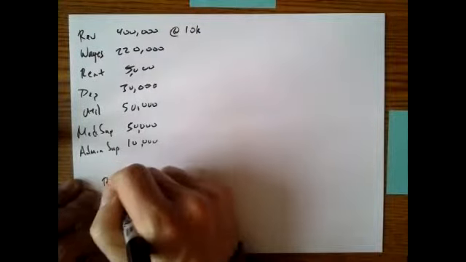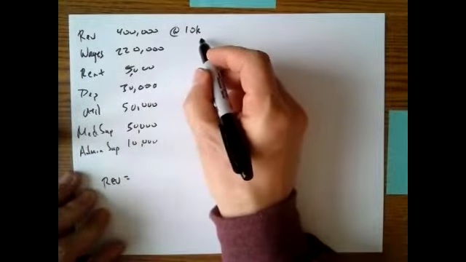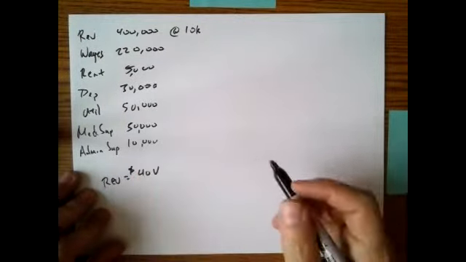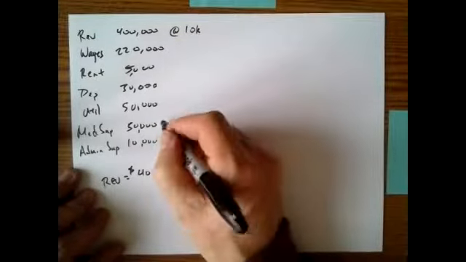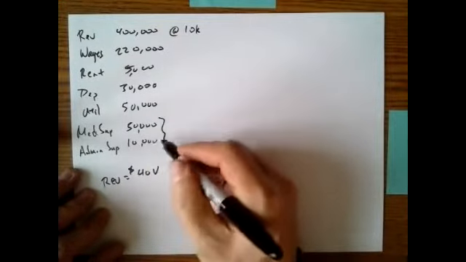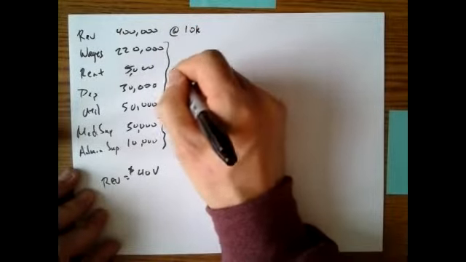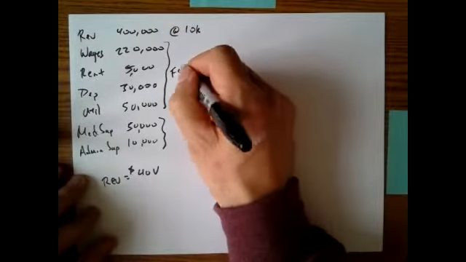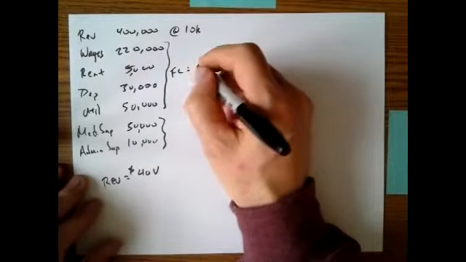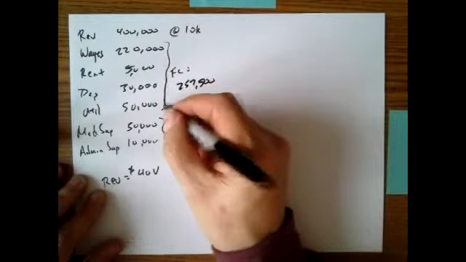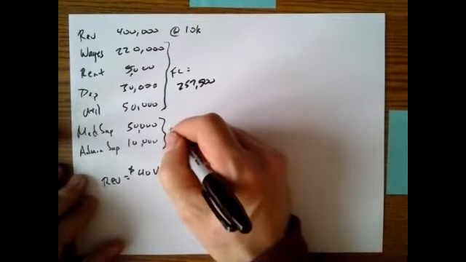It's going to be 400,000 at 10,000 visits, so that means we get $40 per visit. Then it tells us that everything except for the two supply costs are fixed. So this is our fixed costs. Fixed costs are going to equal $257,500 if you add that up.